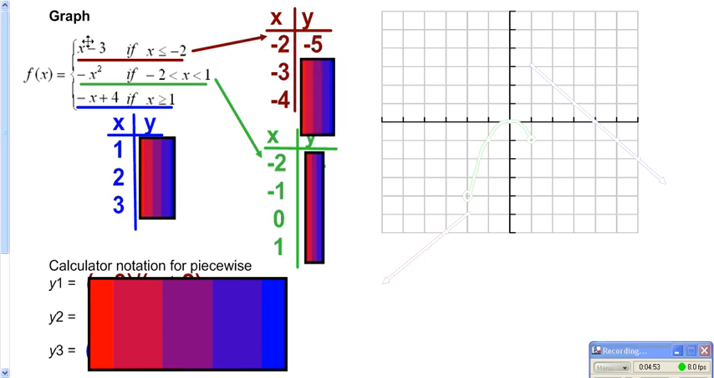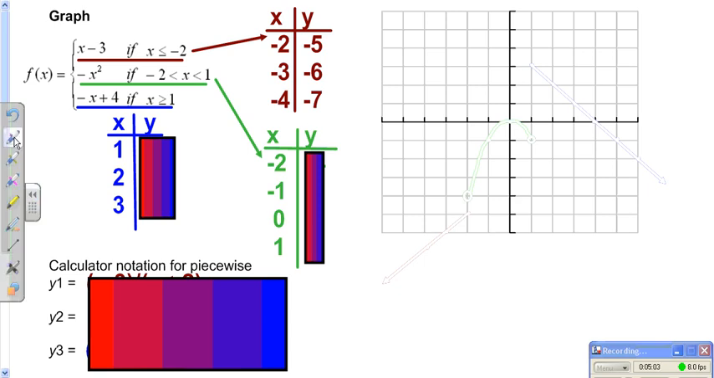Plug negative 3 into your rule. Plug negative 4 into your rule. And then you can go ahead and plot those points. Plotting our points of (-2, -5), (-3, -2), or (-4, -7). And then you connect those and you get this.